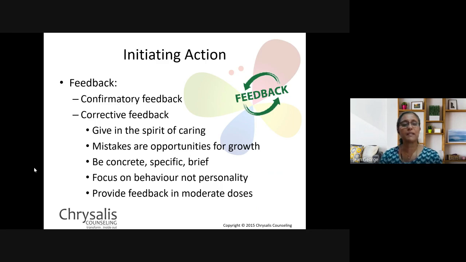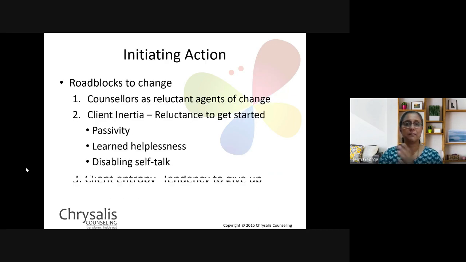A corrective feedback, you do it in the spirit of caring. You're helping them see that mistakes are okay and it's an opportunity for better growth. Corrective feedback should come concretely, specifically, and very briefly. It should focus more on the behavior than on the personality. And it should be given in smaller doses rather than something that's extensively corrective, right? So it should be done with a lot of care, all right?